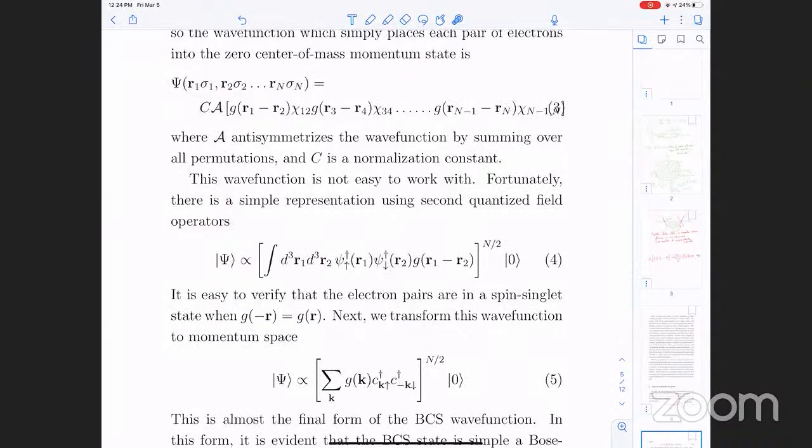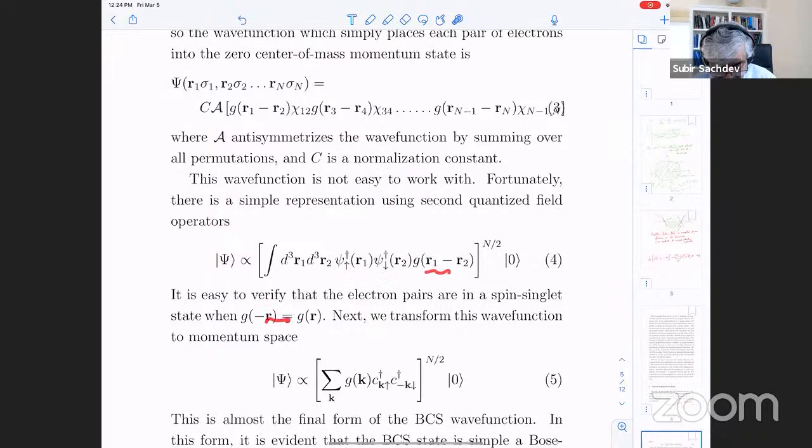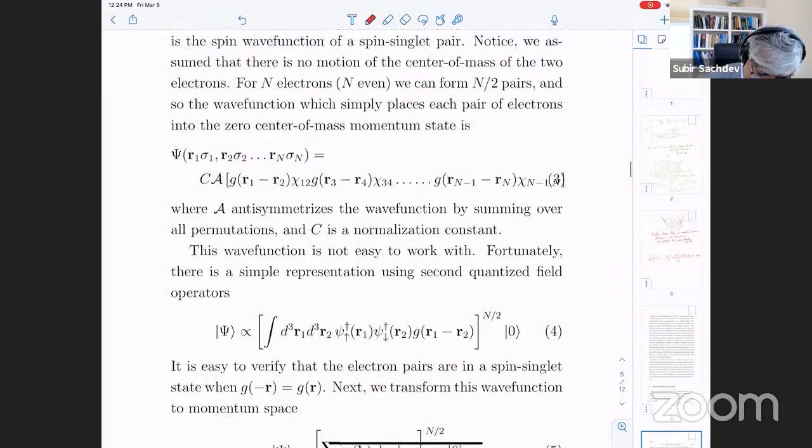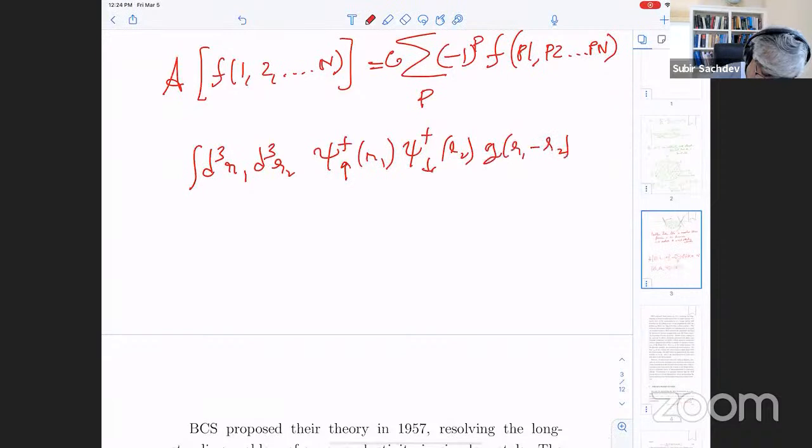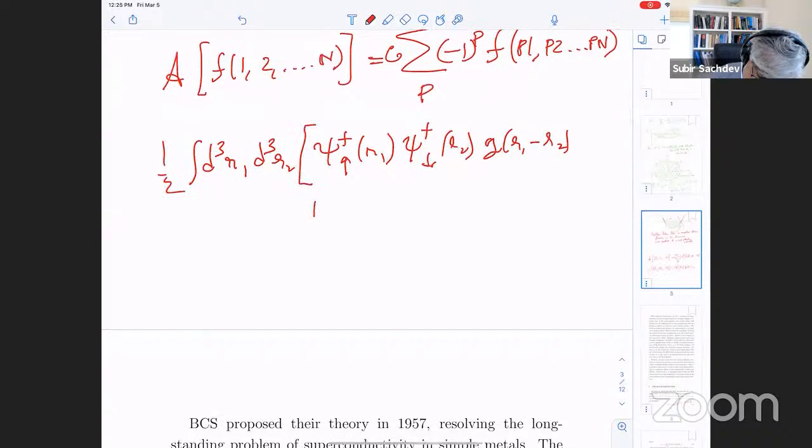This is all automatically anti-symmetric. It's just automatically a spin singlet pair because G is an even function. So if I interchange R1 and R2, I don't get any sign from here. But if I imagine what happens when I interchange R1 and R2, right now I have d3R1 d3R2 psi dagger up of R1, psi dagger down of R2, G of R1 minus R2. So now let me just relabel R1 and R2 because there's an integral over them. So this thing is just 1/2 plus psi dagger up of R2, psi dagger down of R1, G of R2 minus R1.